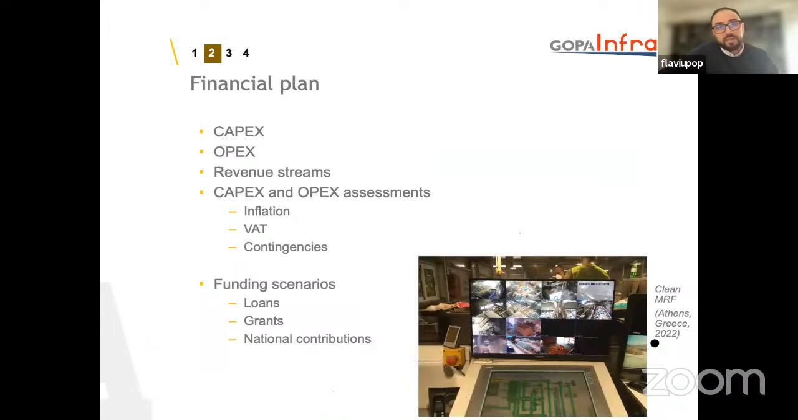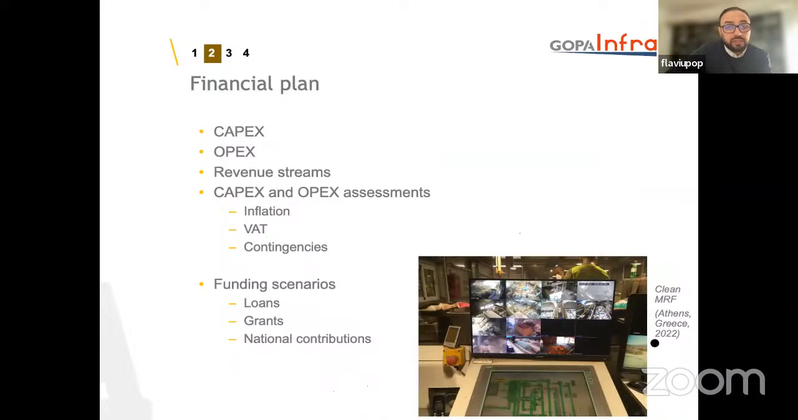In terms of the financial plan, a well-articulated plan provides a clear understanding of the financial costs, the revenues, the risks on the project, and then eventually it gives us some insights on the project viability.